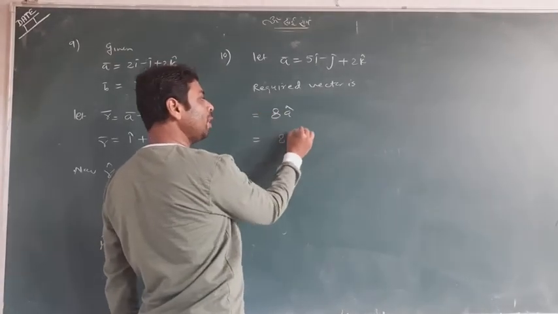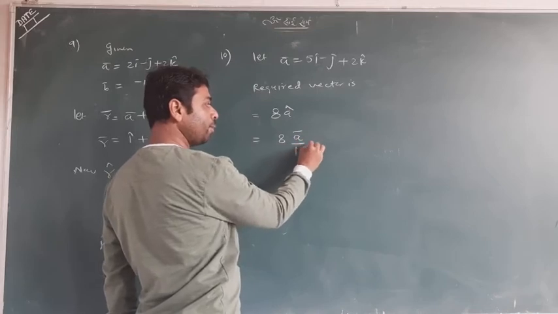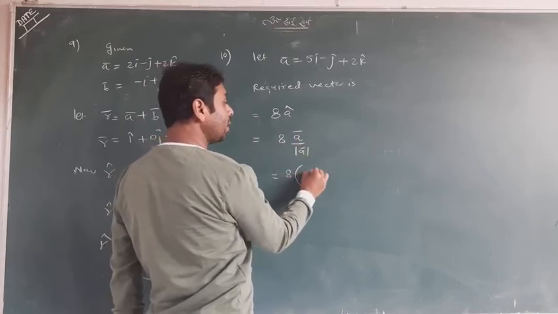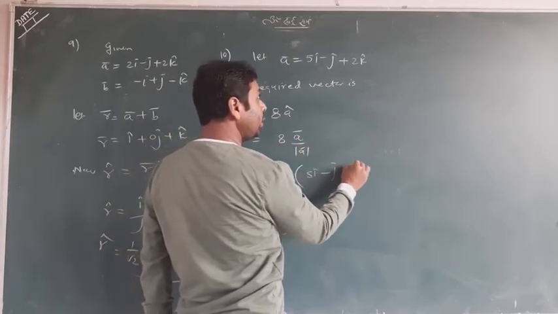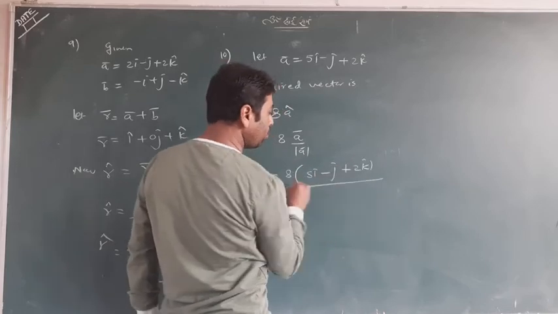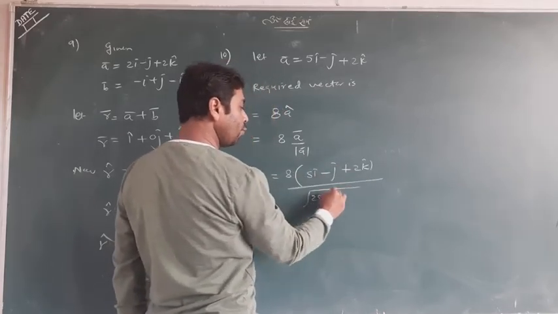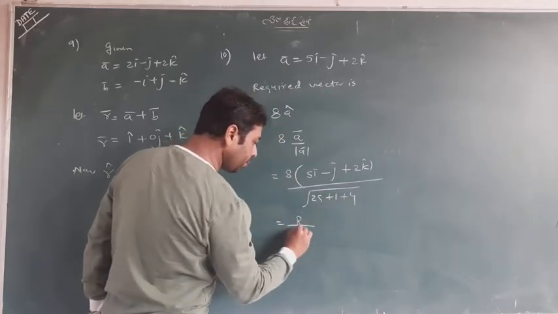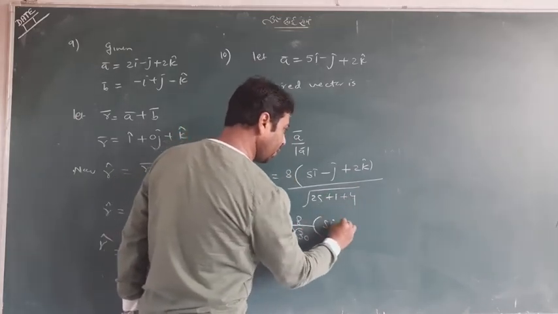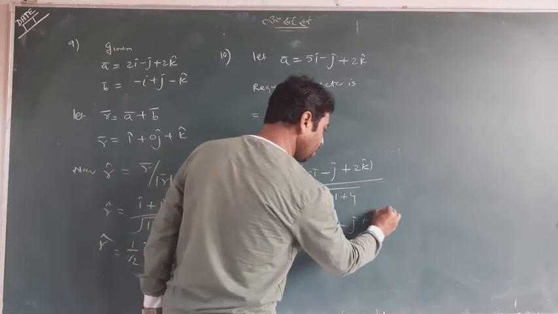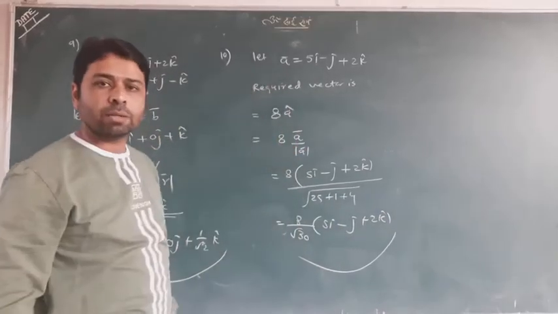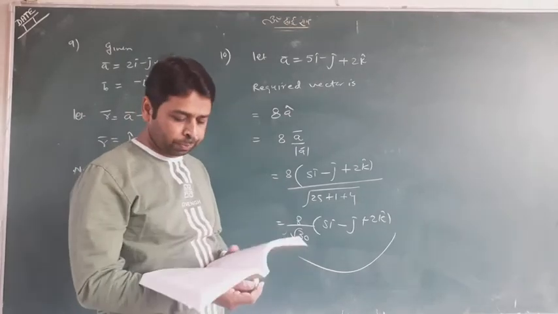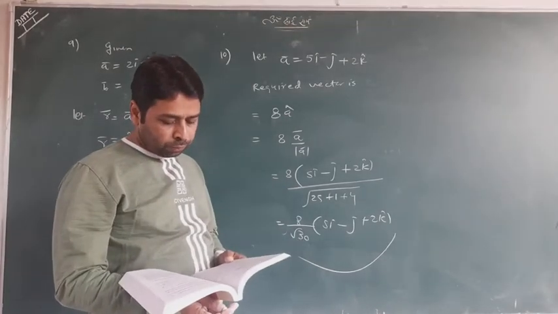So what is the answer now? 8 a cap. What is the meaning of a cap? Vector a upon mod a. Put in the values. Vector a is 5i minus j plus 2k upon mod a, which is 25, 1 and 4, so these all will be 30. So the answer is 8 upon root 30 times 5i minus j plus 2k. Nothing hard. It was so easy. Okay, the question we have completed.